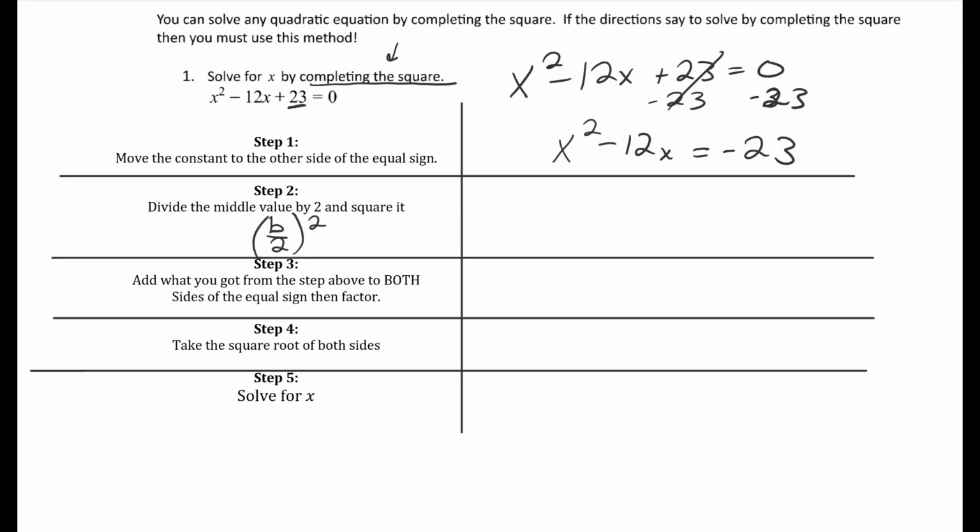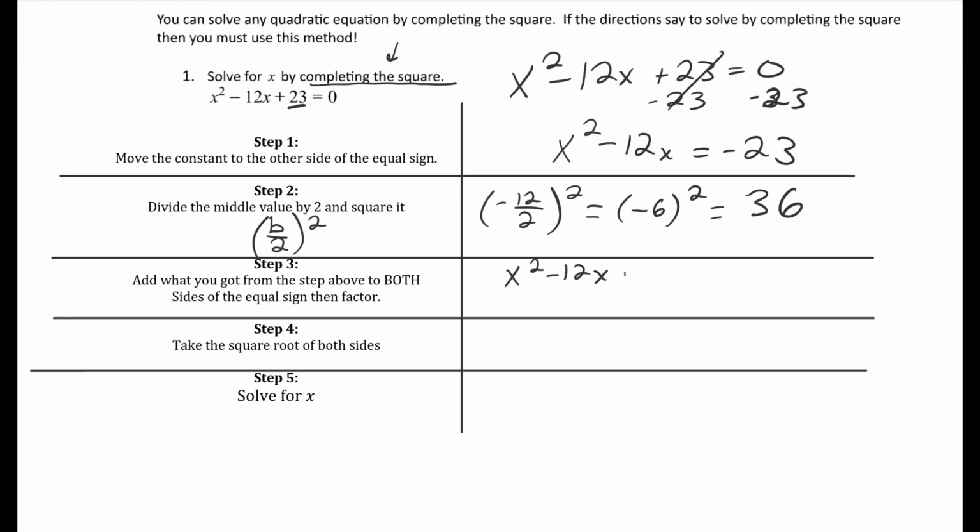So in this case, that b value is negative 12, and when I take half of that and square it, well, half of negative 12 is negative 6. And remember, when I'm squaring a negative number, a negative times a negative is positive. So that's positive 36. Step 3 is I'm going to take that and I'm going to add that quantity to both sides.